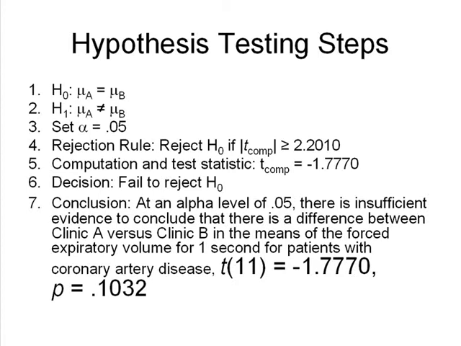Now, if you hadn't used Excel, you wouldn't know what the p-value was, but you would know that since we failed to reject, the p must have been greater than 0.05. If we could have rejected, it would have been less than 0.05. But in this case, we failed to reject, so it must have been greater than 0.05. Remember how this works. As we first set our alpha at 0.05, that's the most we're willing to be wrong.